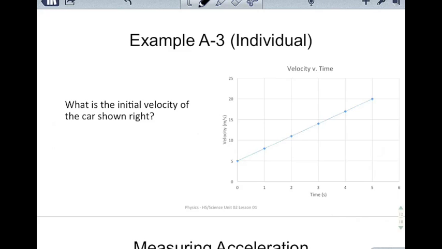This one says, what is the initial velocity of the car shown right? The correct answer is 5 meters per second, and you should be able to show that answer and explain it.